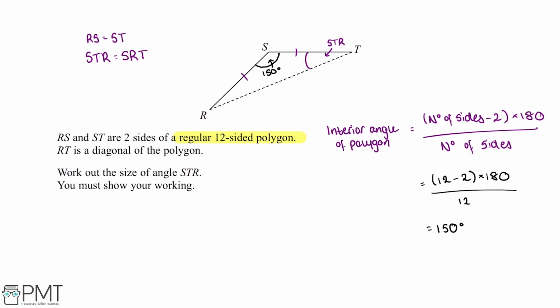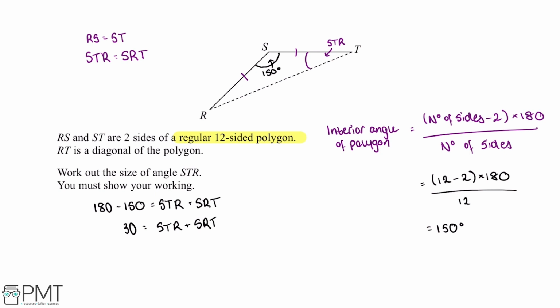So now with this information we can work out the size of angle STR. The sum of the angles in a triangle is 180 degrees. So what this means is that 180 minus 150, which is the size of angle RST, will be equal to angle STR plus angle SRT. So we can simplify this down to 30 is equal to angle STR plus angle SRT.